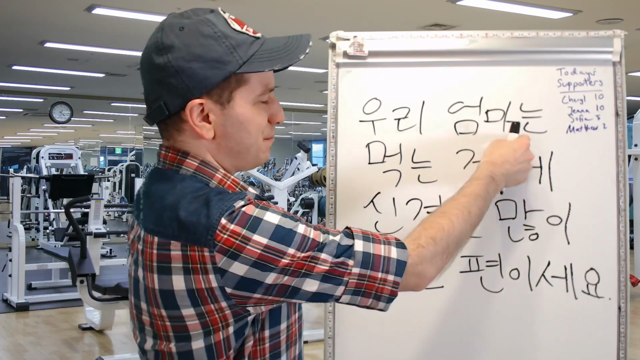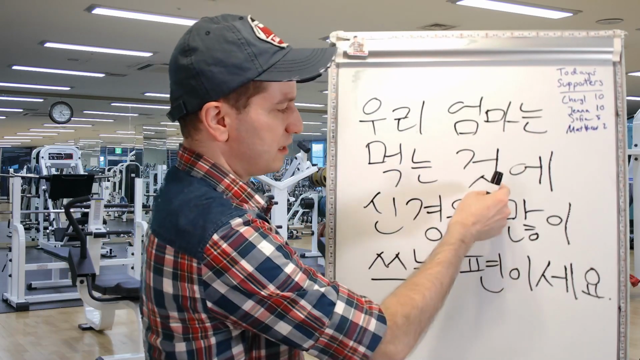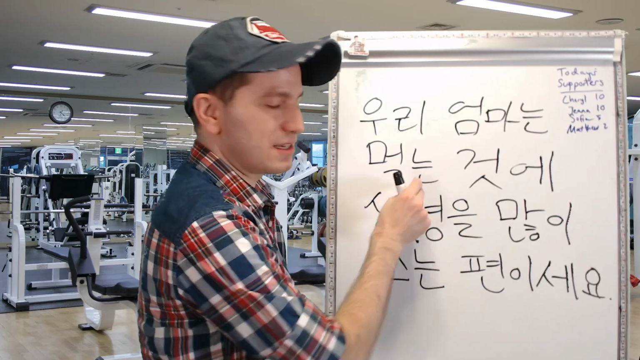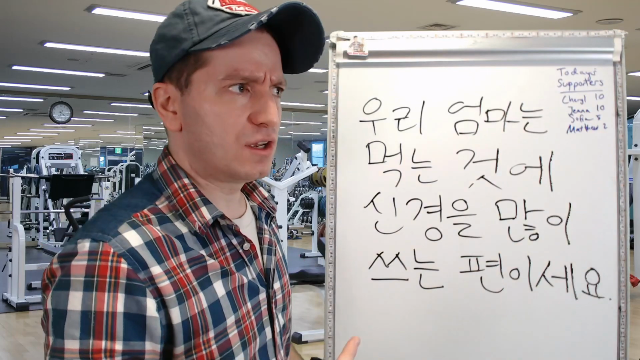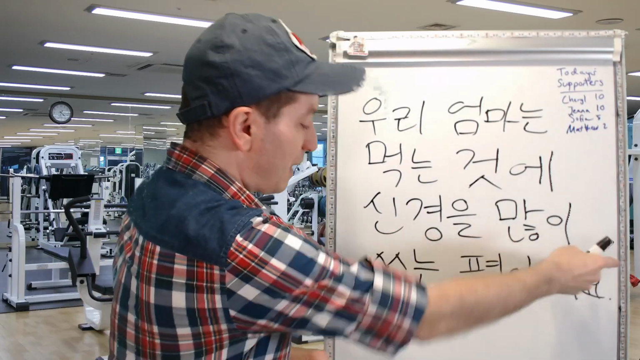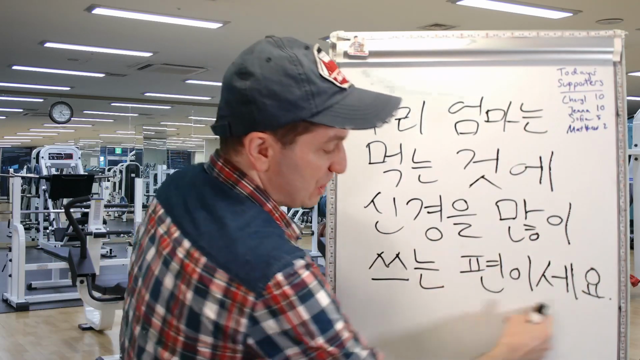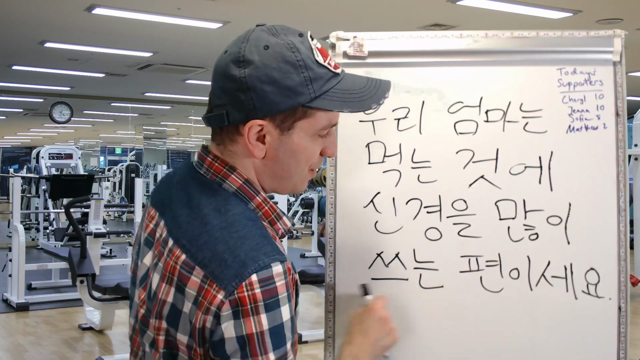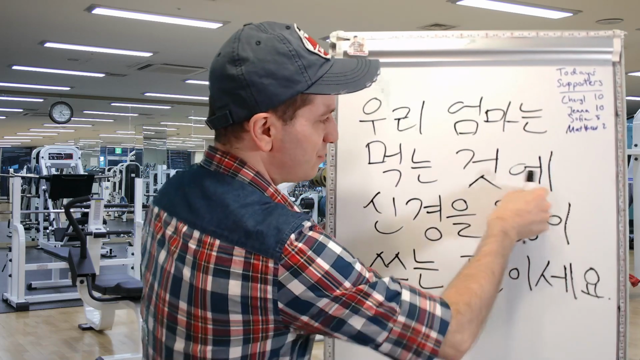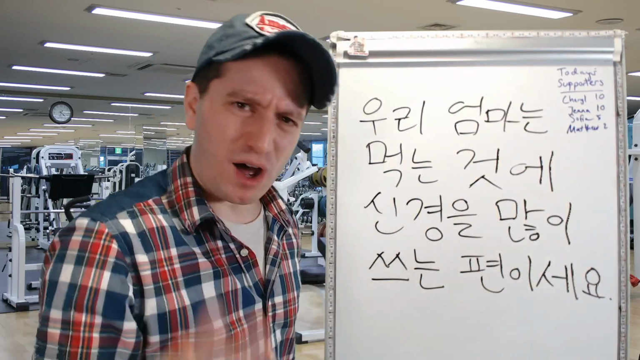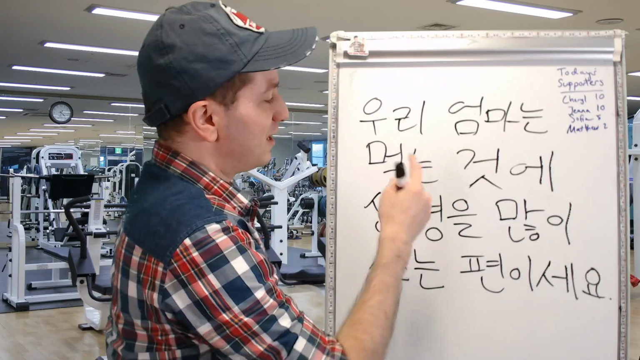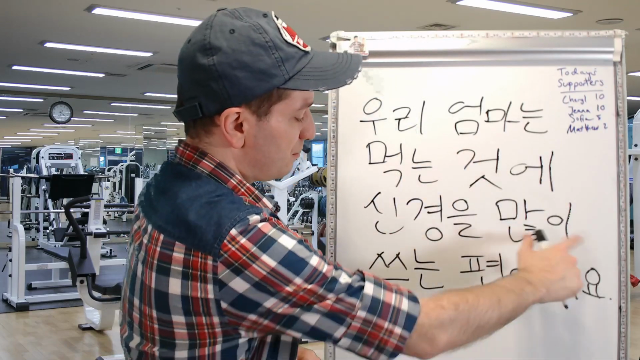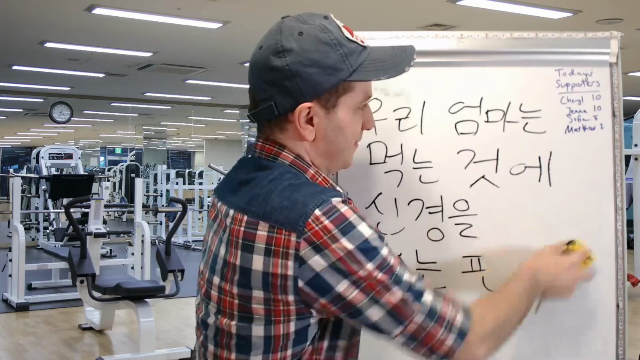우리 엄마는, my mom, 먹는 것, things that you eat. So food, 먹는 것에 신경 쓰다, to care about what you eat. 신경을 많이 쓰는 편이세요. So she is on the side of caring a lot about what she eats. So my mom tends to care a lot about what she eats. 우리 엄마는 먹는 것에 신경을 많이 쓰는 편이세요.